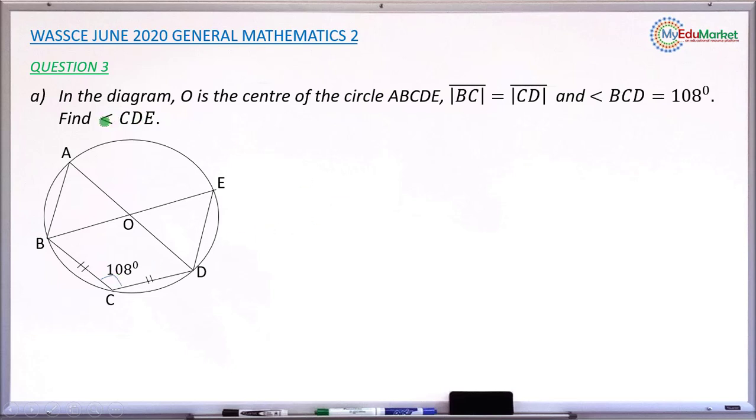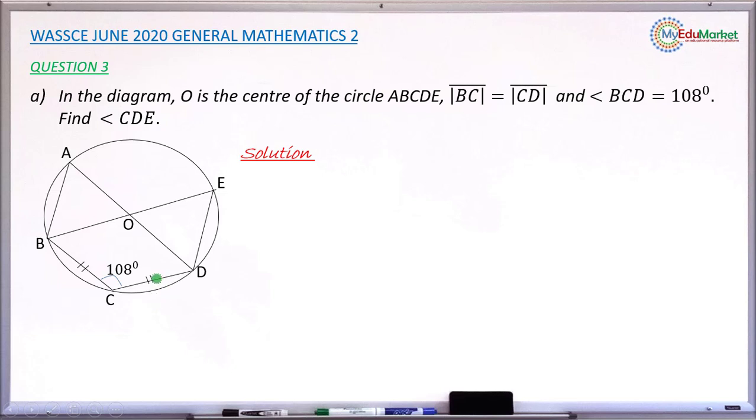The question asks us to find the size of angle CDE. It is the whole of this angle that we are asked to find. So let's attempt to answer this question together. Solution to the problem. Going back to the drawing, it is this angle CDE that we want to find. And we look at the given angle, it is only this angle 108, the angle at C, and the lengths BC and CD are equal. This is the only information given in the question.